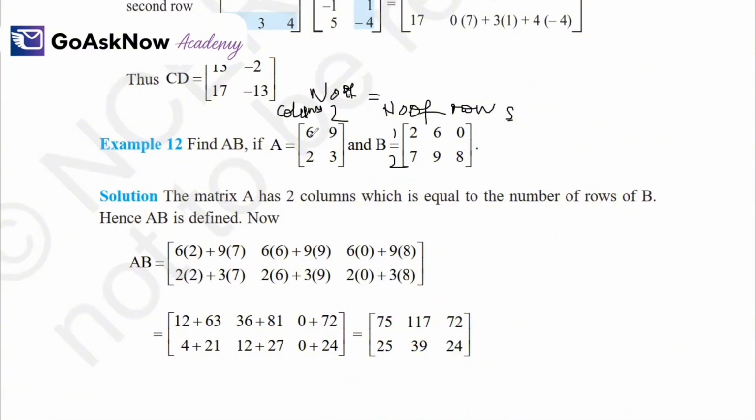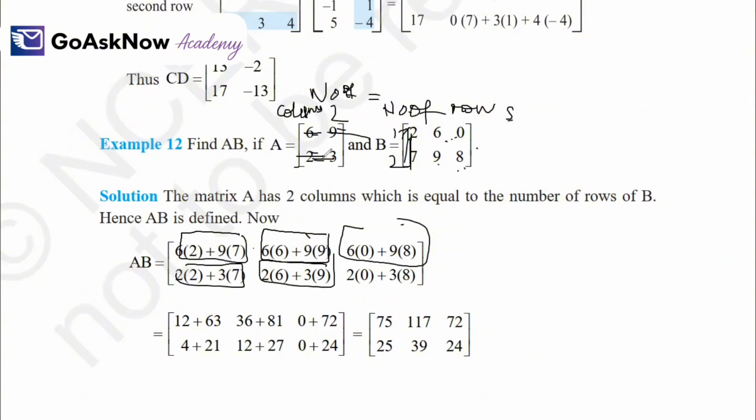Here, what you will do: 6 into 2 plus 9 into 7. Similarly, for the second column element you will get 6 into 6 plus 9 into 9. Then you will get 6 into 0 plus 9 into 8. Similarly, for the second row, 2 into 2 plus 3 into 7, and for the second column, 2 into 6 plus 3 into 9.